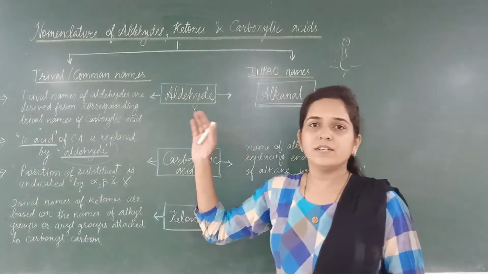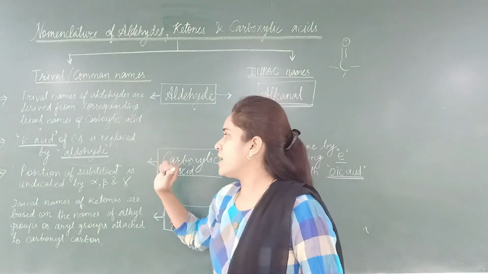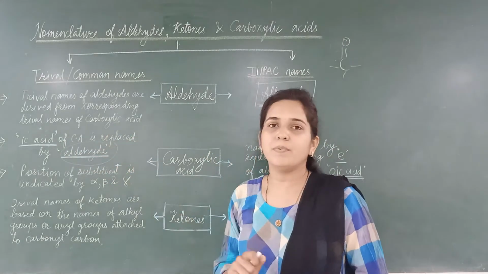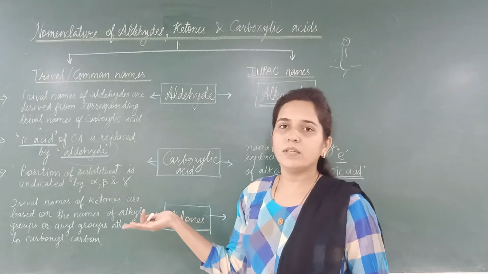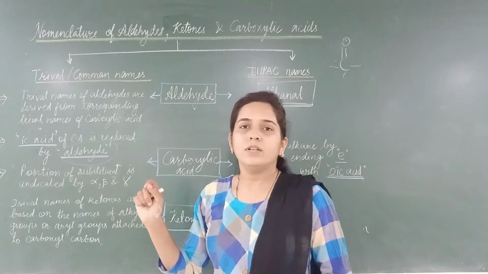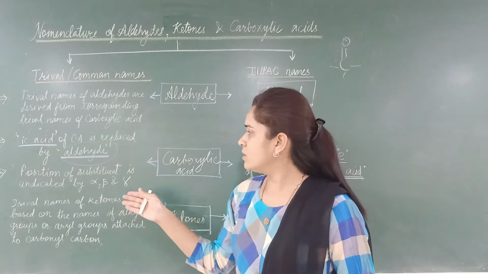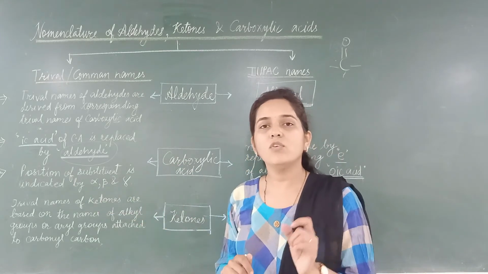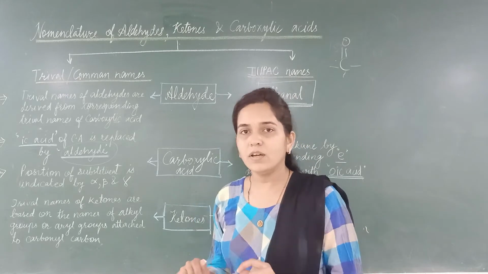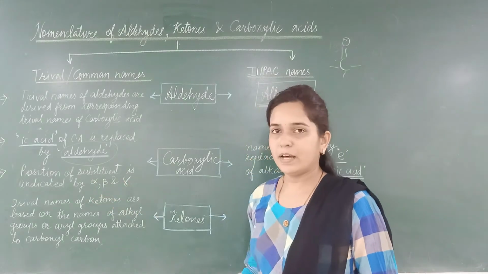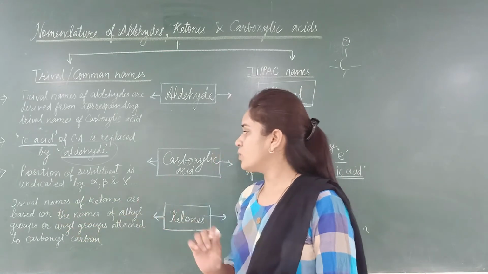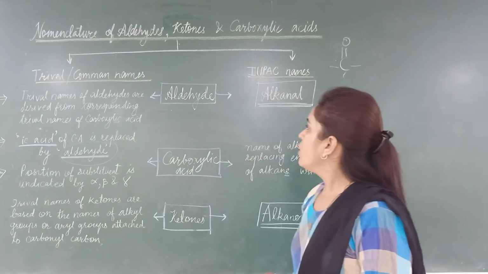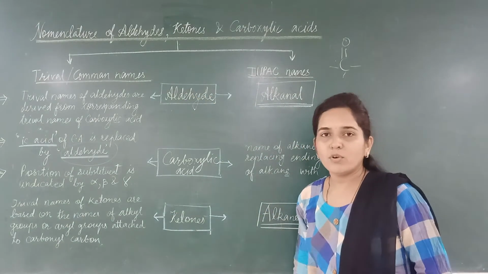The common name of an aldehyde is derived from the common name of the carboxylic acid, and the IC of the acid is replaced by aldehyde. That will be the common name for the aldehyde. If a substituent is attached to a carbon, the position is indicated by alpha, beta and gamma; the carbons should not be numbered like 1, 2, 3. Next, the trivial names of ketones are based on the names of the alkyl or aryl groups attached to the carbonyl carbon atom. So these are all the rules about the trivial or common names.